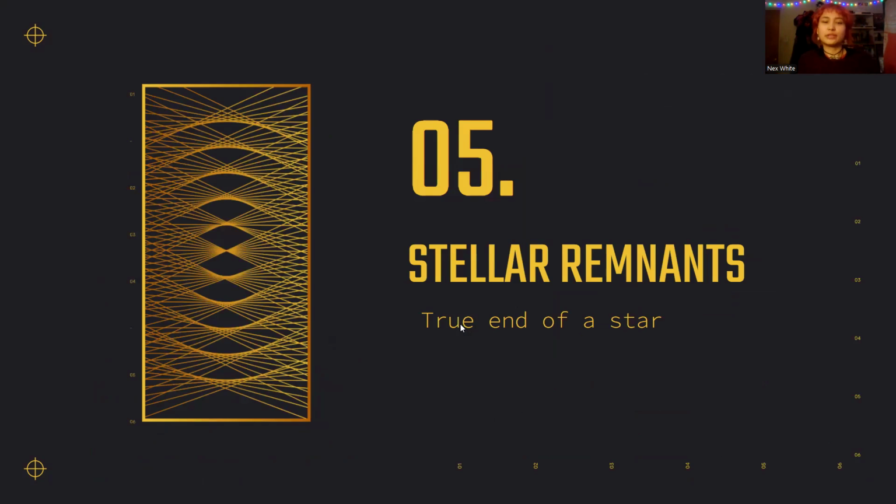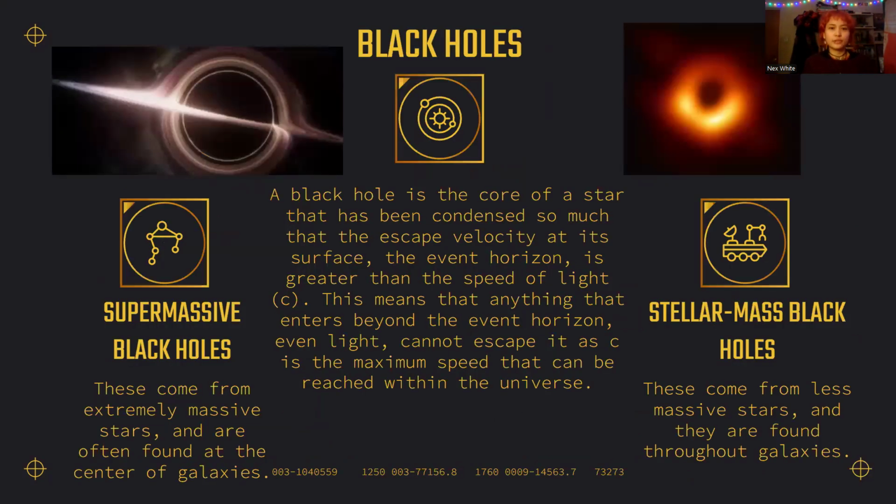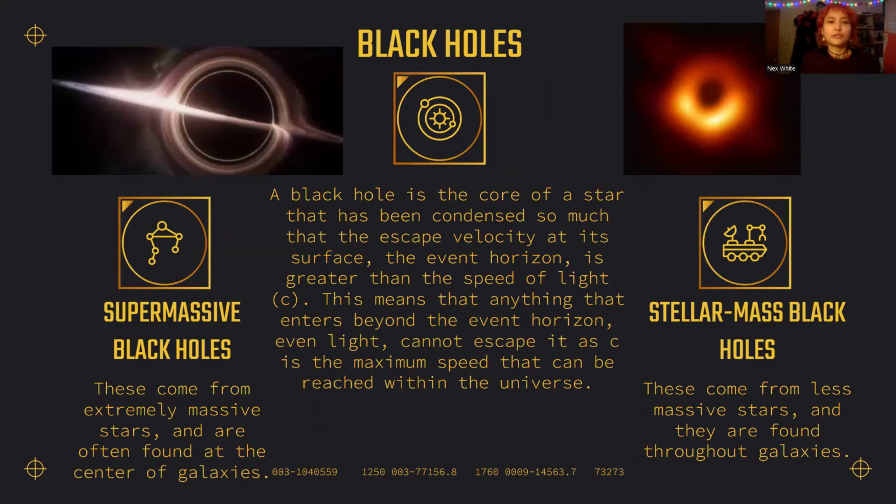Finally, we have stellar remnants. This is the true end of a star. So we get from this a black hole. This is the core of a star that has been condensed so much that its escape velocity now exceeds that of the speed of light. But because within this universe nothing can exceed the speed of light, nothing can exit black holes once it reaches beyond that event horizon.